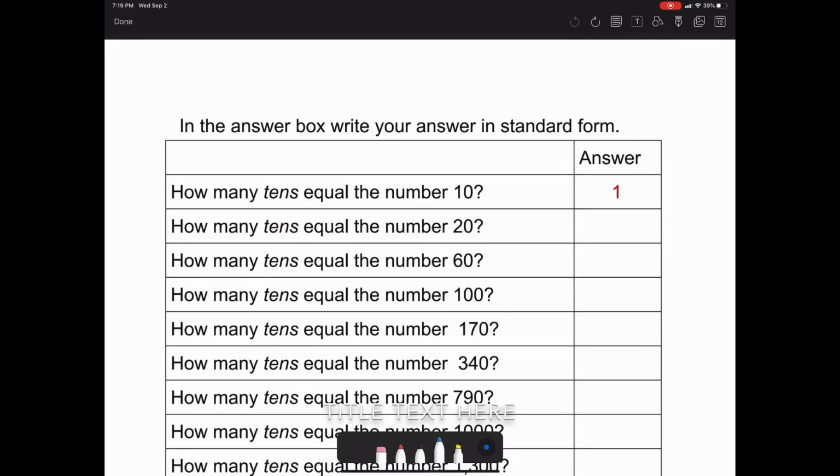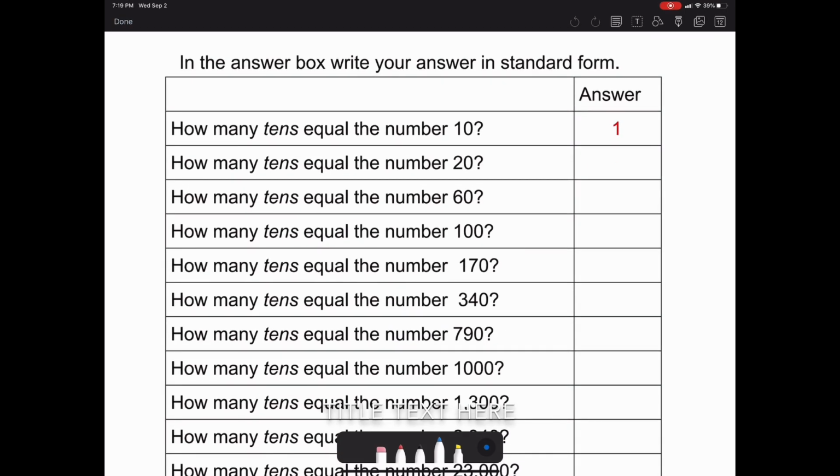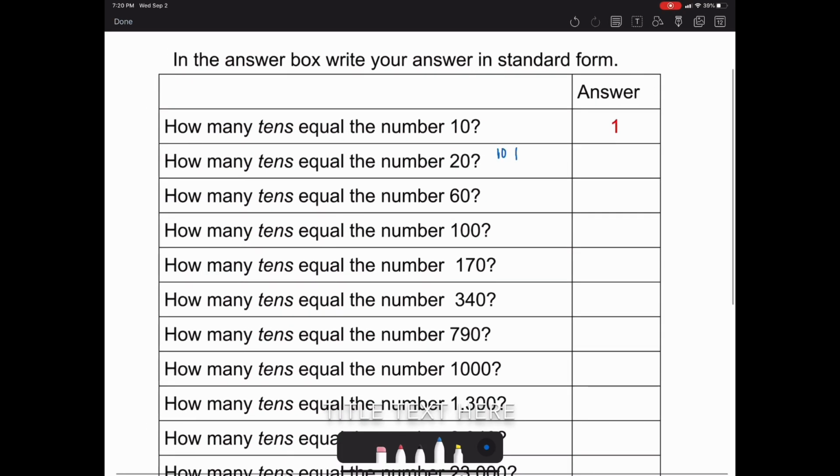Okay, this was the other assignment. It was called How Many Tens? I did the first one for you again. It says how many tens equal the number 10. That was pretty simple. 1 ten would equal 10. That's right. So if you get to the second one, how many tens would equal the number 20? Well, if it's 10 plus 10, then that's 2 tens that equals 20. So your answer would be 2.